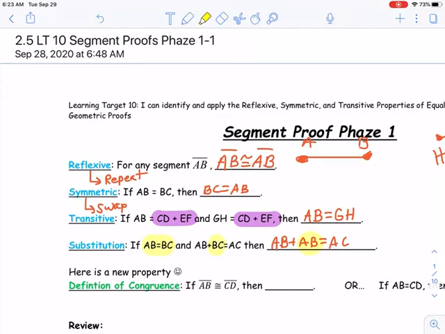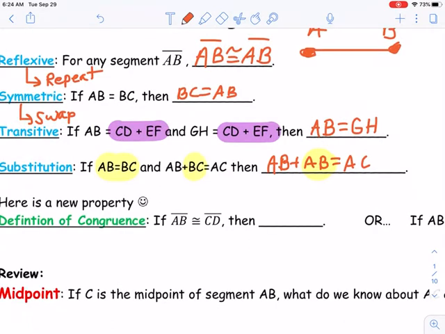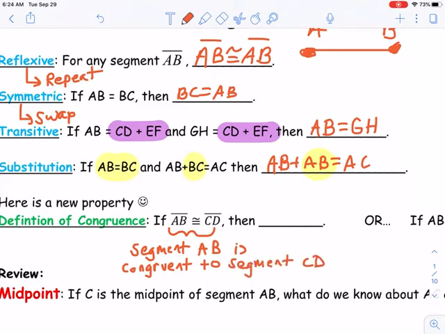And then something we'll talk about too, which seems like a minor detail in geometry yet is still important, is the definition of congruence. So if segment AB is congruent to segment CD, that's how it reads, and that's because the shapes are the same. When shapes are the same, we say congruent.